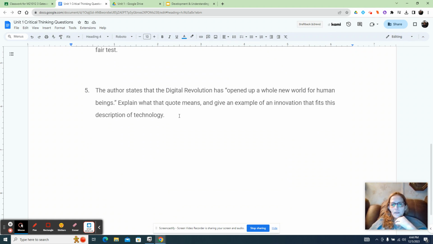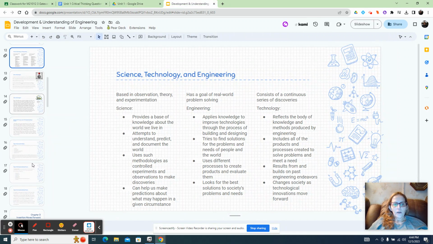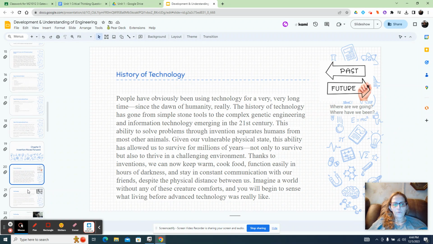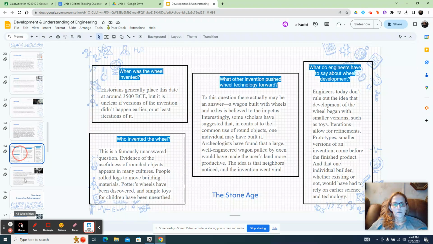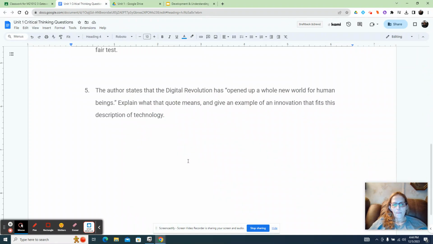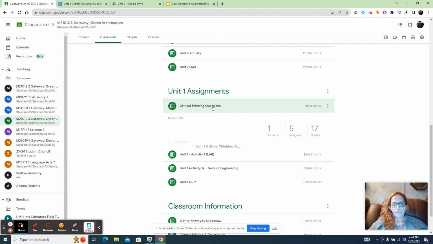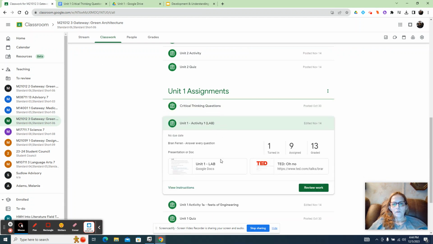Explain what that quote means and give an example of an innovation that fits the description of technology. So go back to the slideshow under the digital revolution and see if that can help you with this information. Okay. Now the next assignment is your lab.